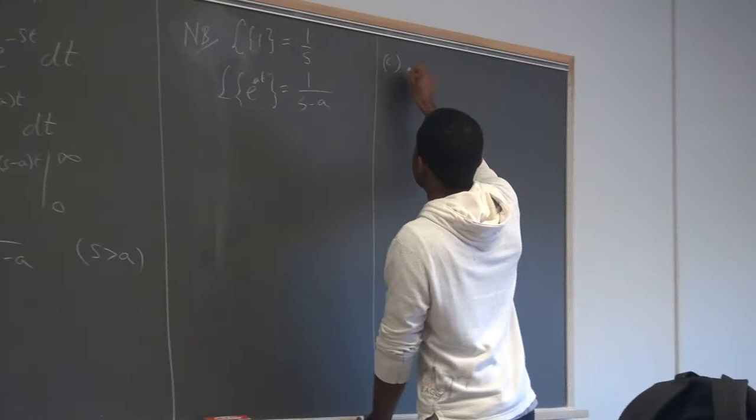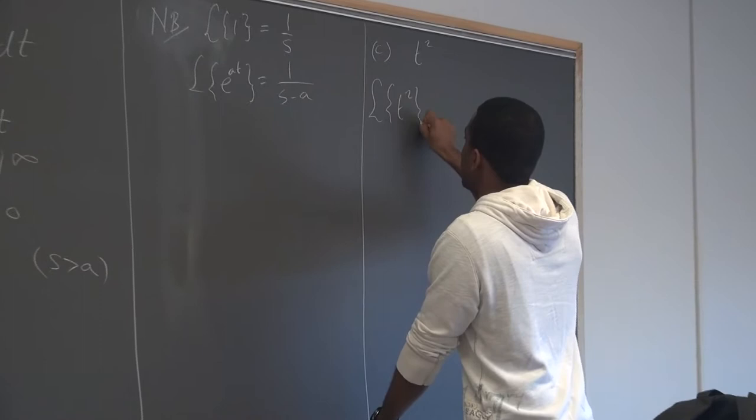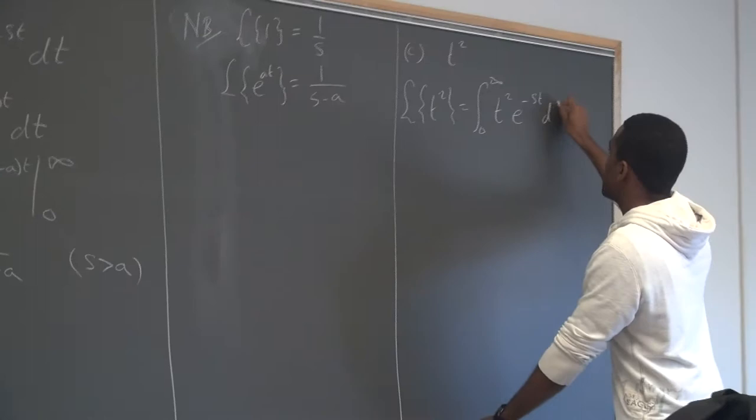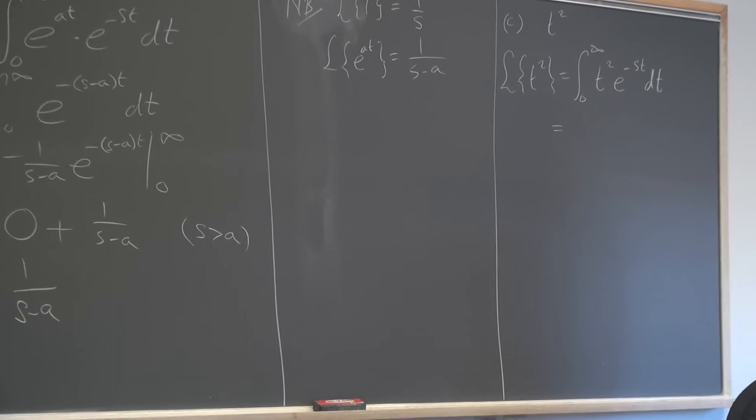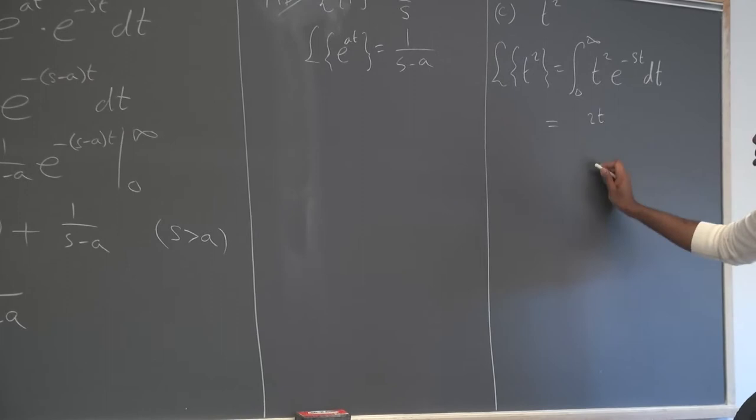Let's do the last example. What if it was t squared? I want to find the Laplace transform of t squared: the integral from 0 to infinity of t squared e to the minus st dt. And how do we do that? Right, by parts. You can do by parts twice, or you can do tabular integration: keep differentiating this guy, 2t, 2, 0, keep integrating this guy.